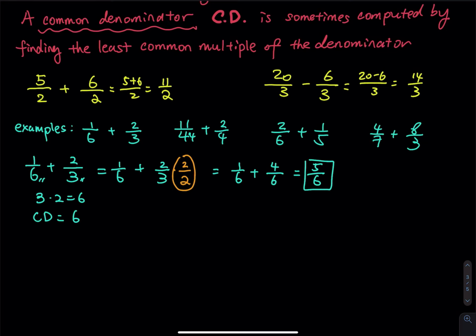Now, some people might ask me, other than 6 over 3, can I use an 18? Because the easiest way I do this is I just multiply the two denominators.